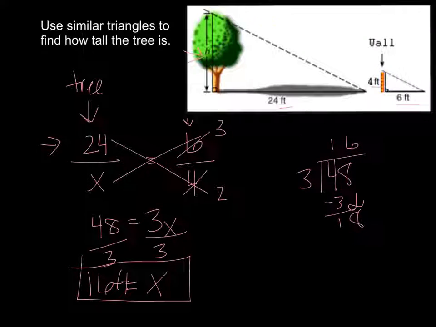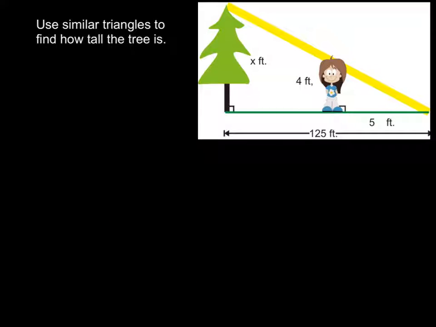Let's try another one. All right, so now this one we're going to do kind of the same thing. It looks a little different though. We have to see that there are 2 triangles here. We have the larger triangle, which is the height of the tree, its shadow, and then its hypotenuse. And we have the height of the girl, her shadow, and her hypotenuse. We have 2 triangles here. They just kind of fit inside of each other. And again, it says they are similar.